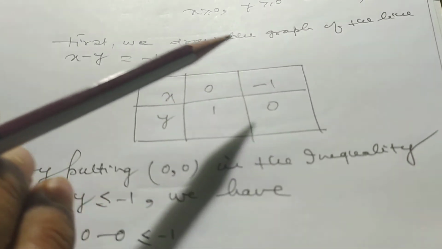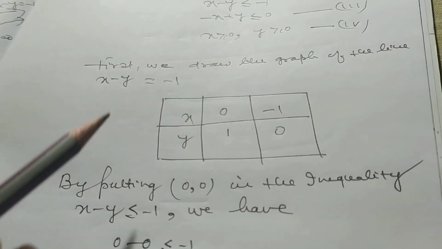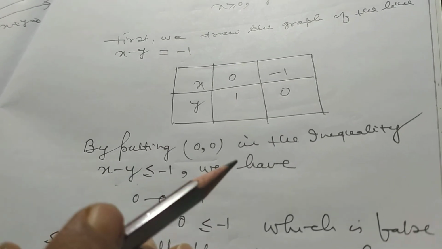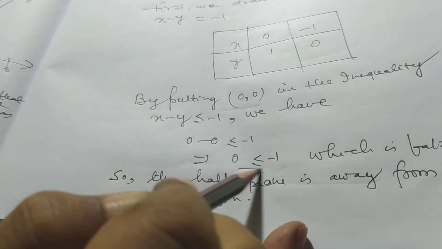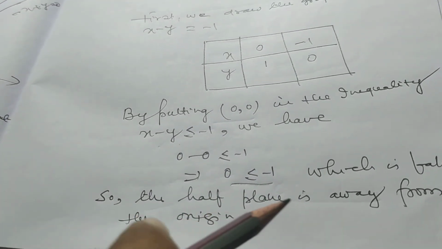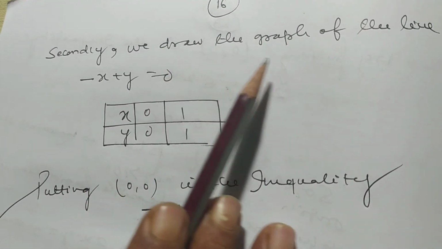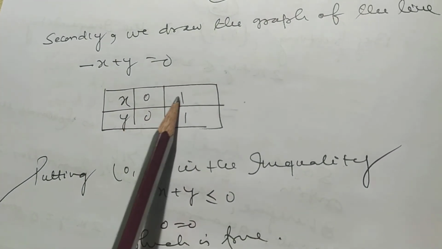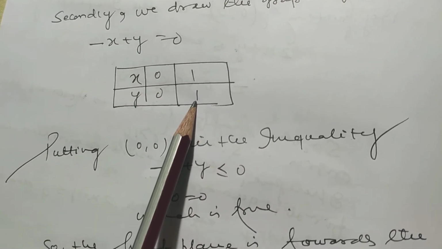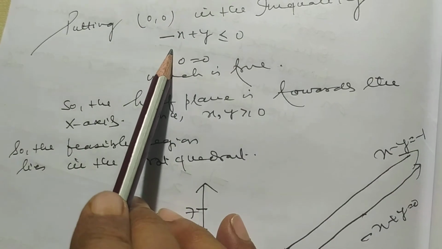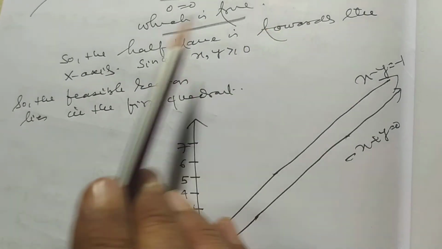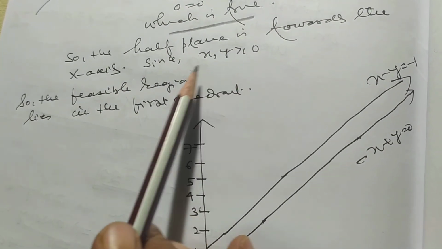First we draw the graph of the line x minus y is equal to minus 1. By putting 0, 0 in the inequality x minus y less than or equal to minus 1, we have 0 less than or equal to minus 1, which is false. So the half plane is away from the origin. Second, we draw the graph of the line minus x plus y is equal to 0, through the points 0, 0 and 1, 1. Putting 0, 0 in the inequality minus x plus y less than or equal to 0, we get a true statement. So the half plane is towards the x-axis.